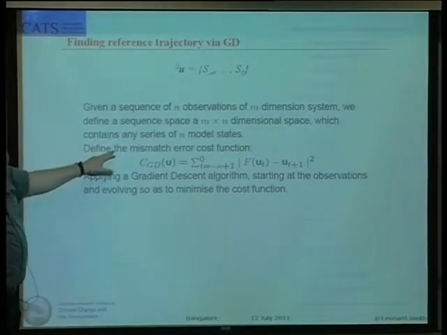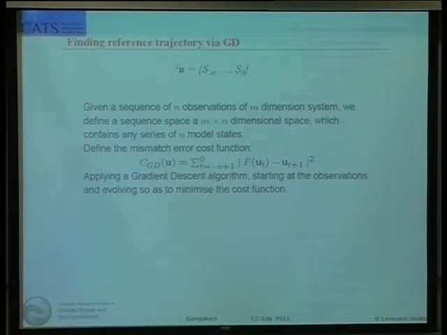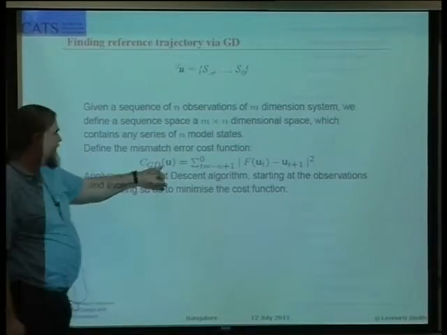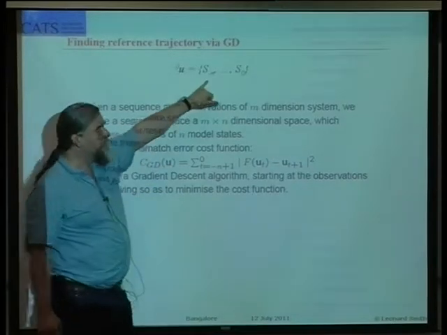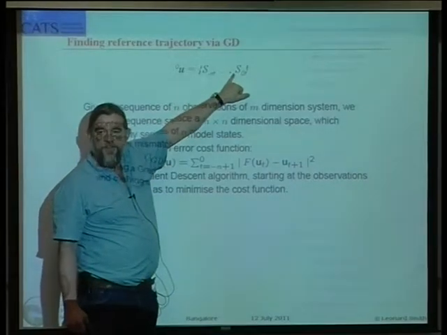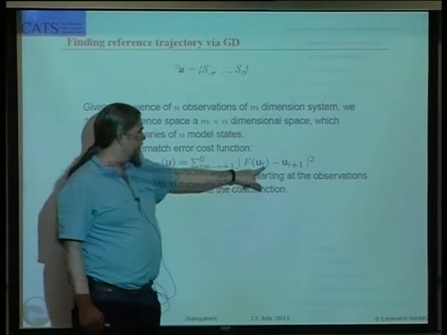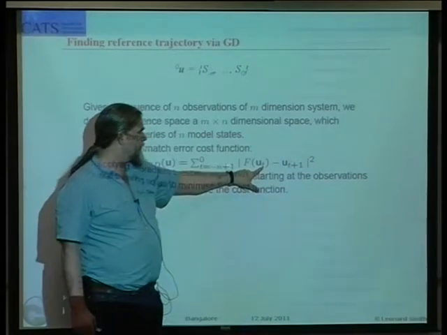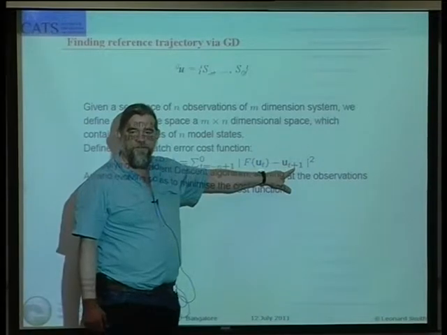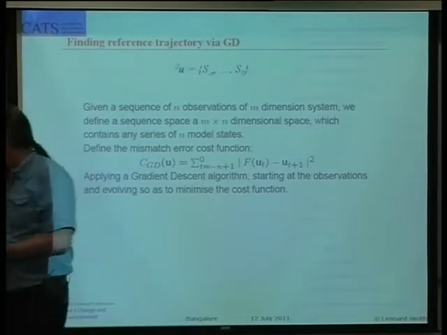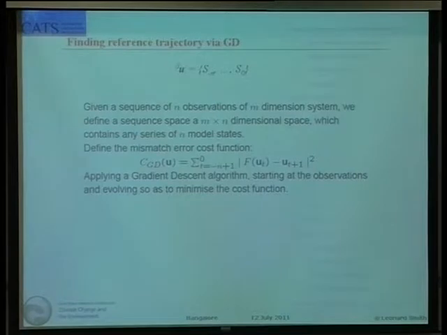Now I'm going to define a mismatch cost function, which is defined on U, this entire set of vectors, and it's just the image of U at t minus U at t plus 1. So that's the graph we showed yesterday. Sorry, F is the model. F is the model.